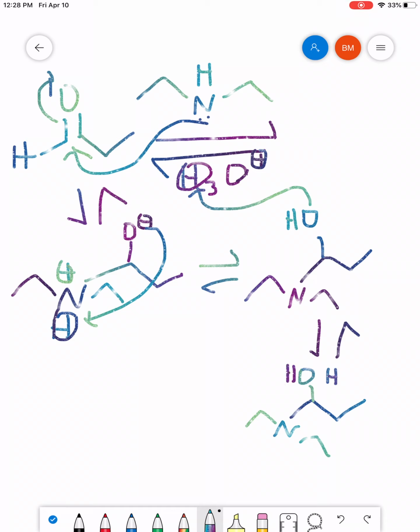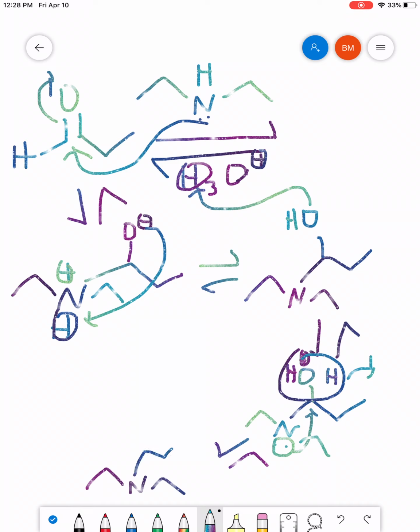We're seriously running out of room here. Alright, that water's going to leave, and at the same time, a pair of electrons from the nitrogen is going to swoop down to make a double bond. Just like that.